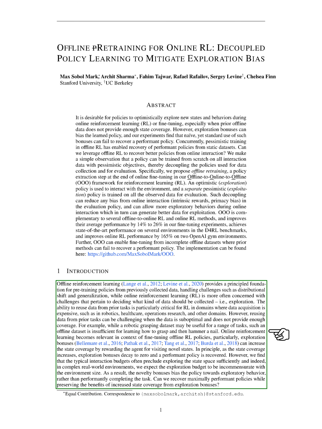However, in complex real-world environments, we often don't have enough time or resources to explore the state space sufficiently. This can lead to a bias towards exploratory behavior, rather than efficiently completing the task. So, the question is, can we achieve high-performing policies while still benefiting from increased state coverage from exploration bonuses? Previous works have often combined offline and online RL by first training on offline data and then fine-tuning online. But we propose a different approach.